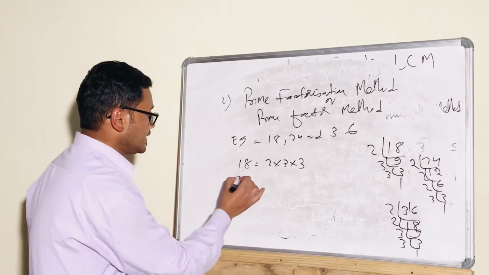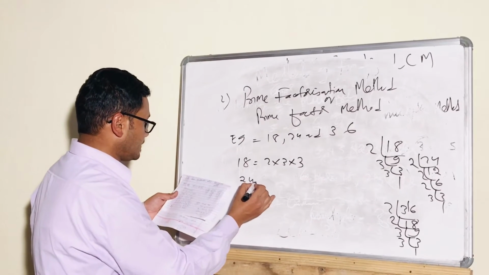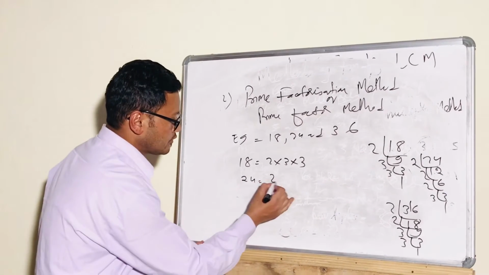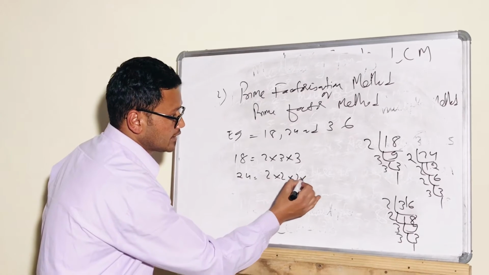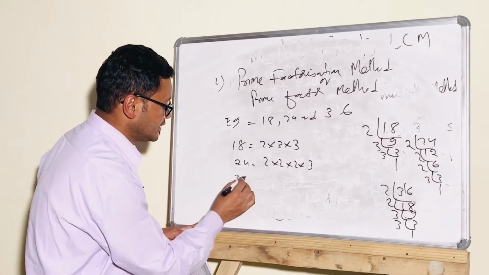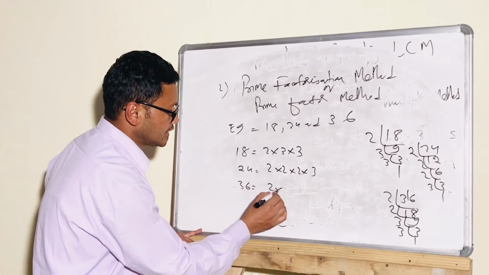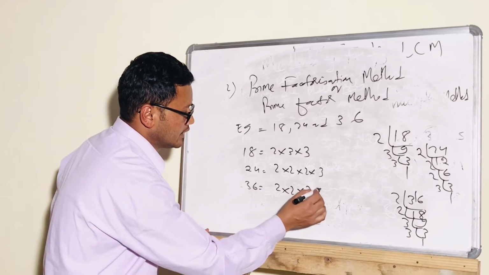Now 18, after 18, 24. 24 is 2 into 2 into 2 into 3, then the last one, 36. 36 is 2 into 2 into 3 into 3.